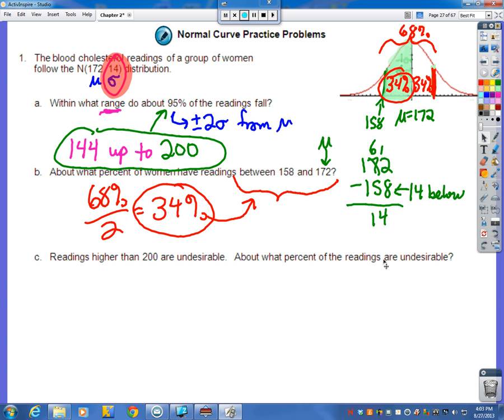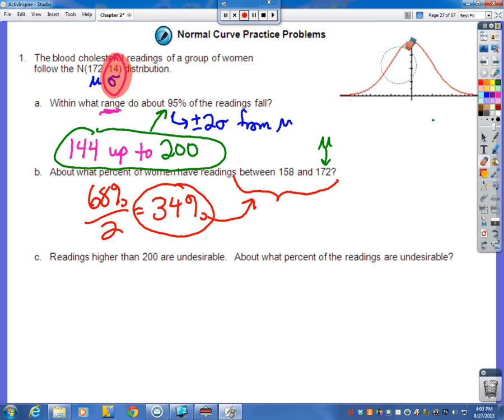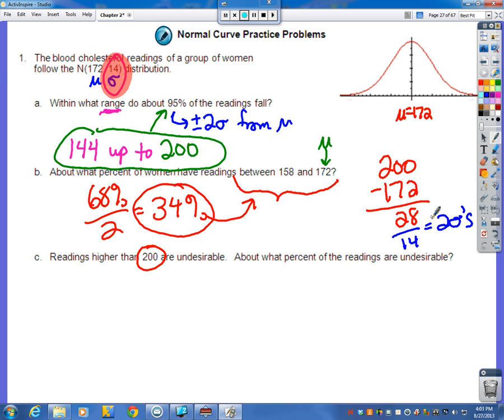Part C, readings higher than 200 are undesirable. About what percent of readings are undesirable? So let's, again, erase this. We can put our mean back at 172. Now, 200 is going to be bigger than the mean. How far away is 200? Well, if we subtract those two things, we get 28. So it's 28 away from the mean. But now if I divide that by my standard deviation of 14, that's telling me I'm 2 standard deviations above the mean. So here's maybe 1 standard deviation. Here's 2.